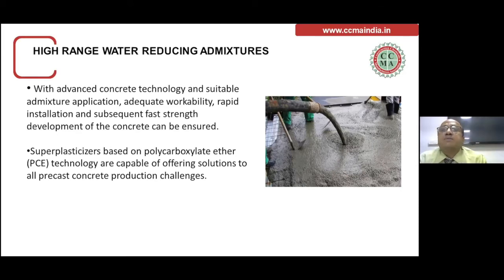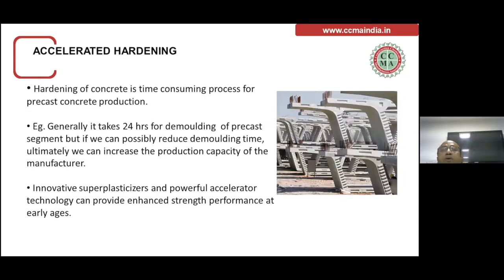So one point is there. So what will come for the next point? Superposition. Next point means how it is possible for accelerated hardenings. So now the question is coming that accelerated hardenings. The first point is that high strength. Now it is coming accelerated hardening means high early strength.